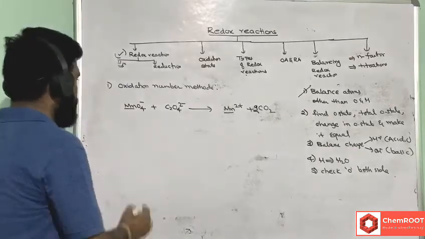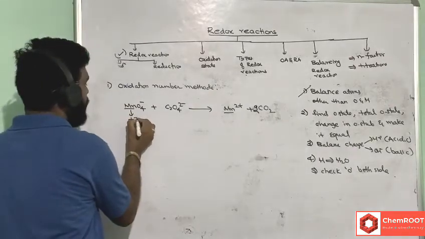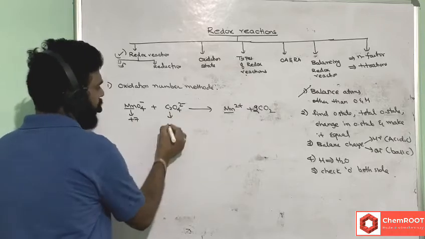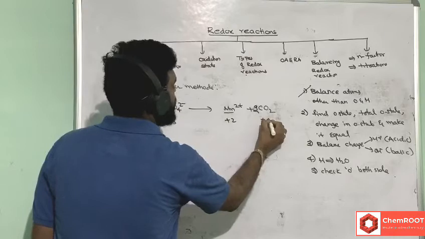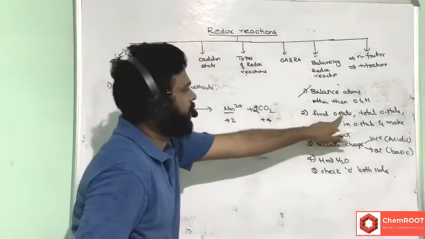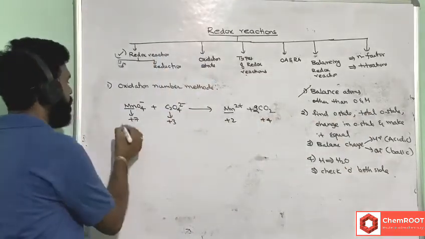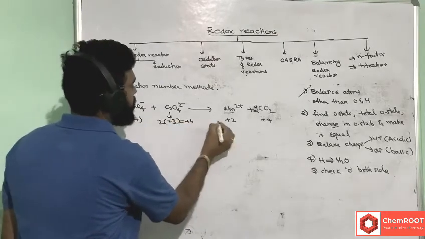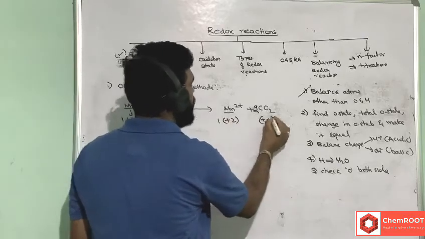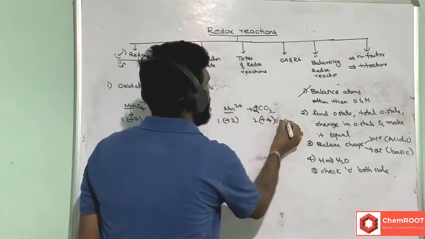Next, find oxidation state. Manganese will have plus 7. Here, if you find oxidation state, plus 3. Here, plus 2 and plus 4. Okay, oxidation state completed. Total oxidation state we have to find. How many atoms are there? 1. How many atoms are there? 2. So plus 6, 1 and here 2 plus 8.